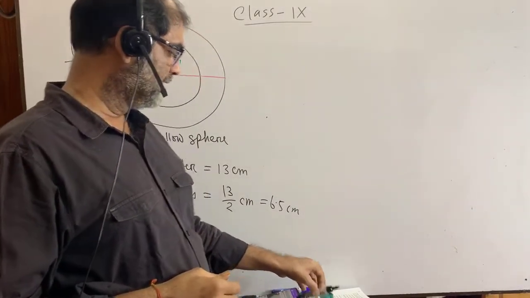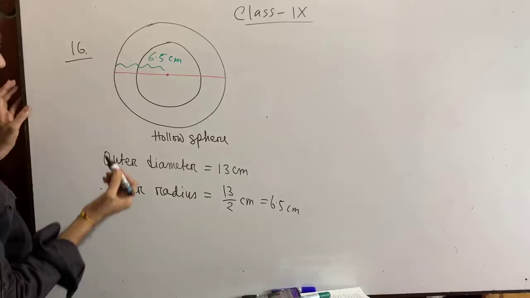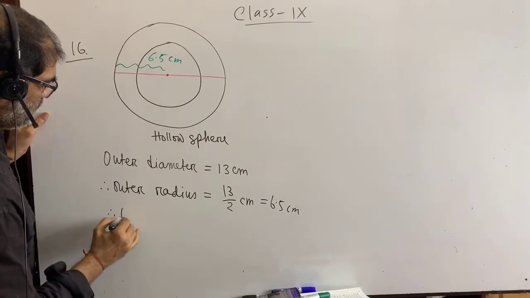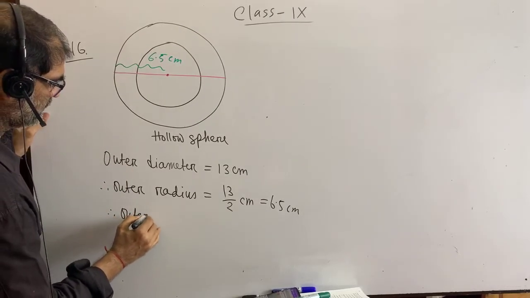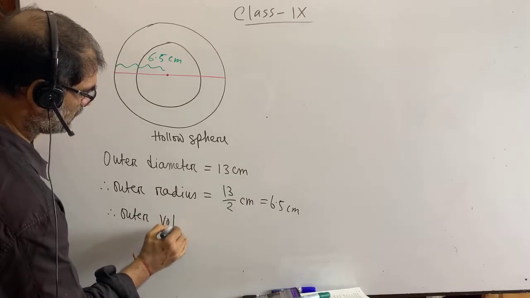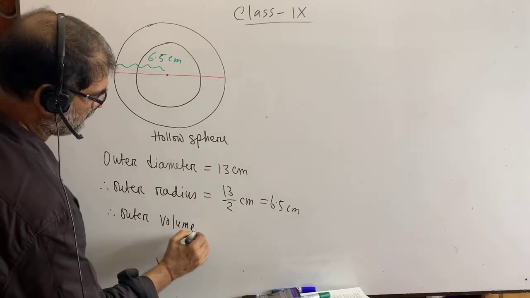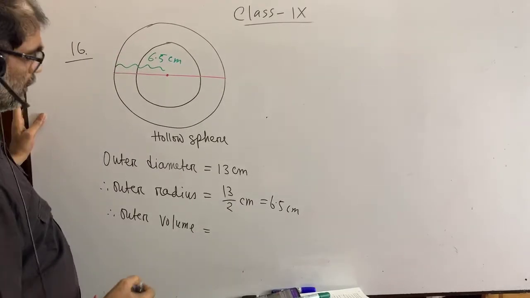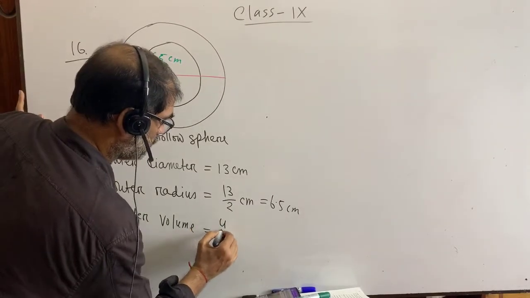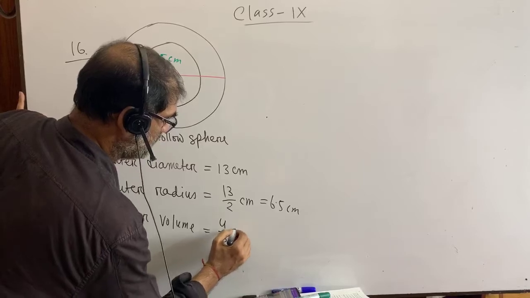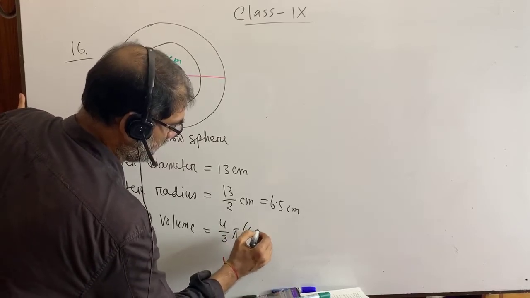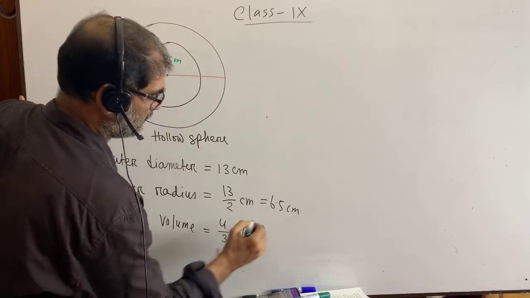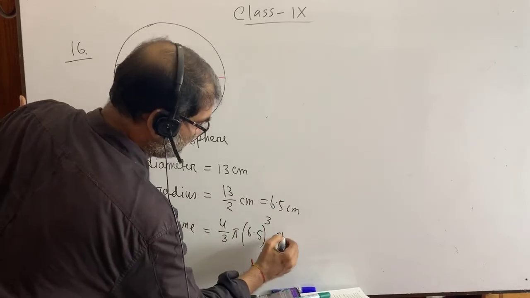So can we find here the outer volume? Write down. Therefore, outer volume equals to, what is the formula to determine the volume of a sphere? 4 by 3 pi a cube. Here a is 6.5 cubic centimeter.